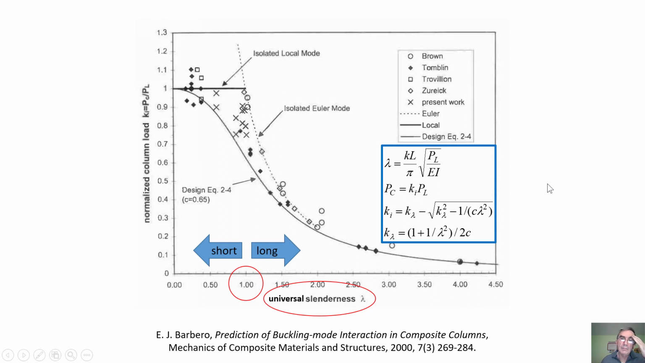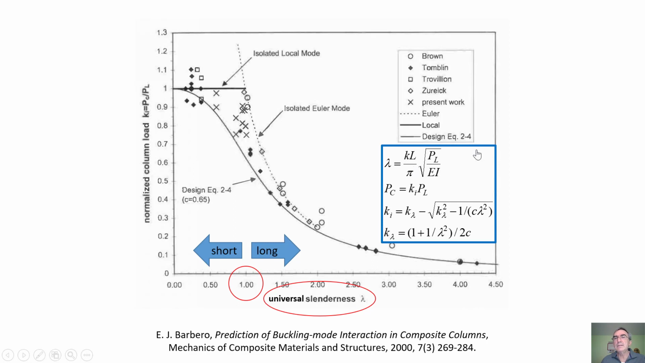Buckling analysis, called bifurcation analysis, is very simple. The design equation is super easy because you just multiply by a factor. Now you've got to get this factor. To get this factor, first you have to calculate the universal slenderness, which I promised before was an easy equation. Okay, here it is.